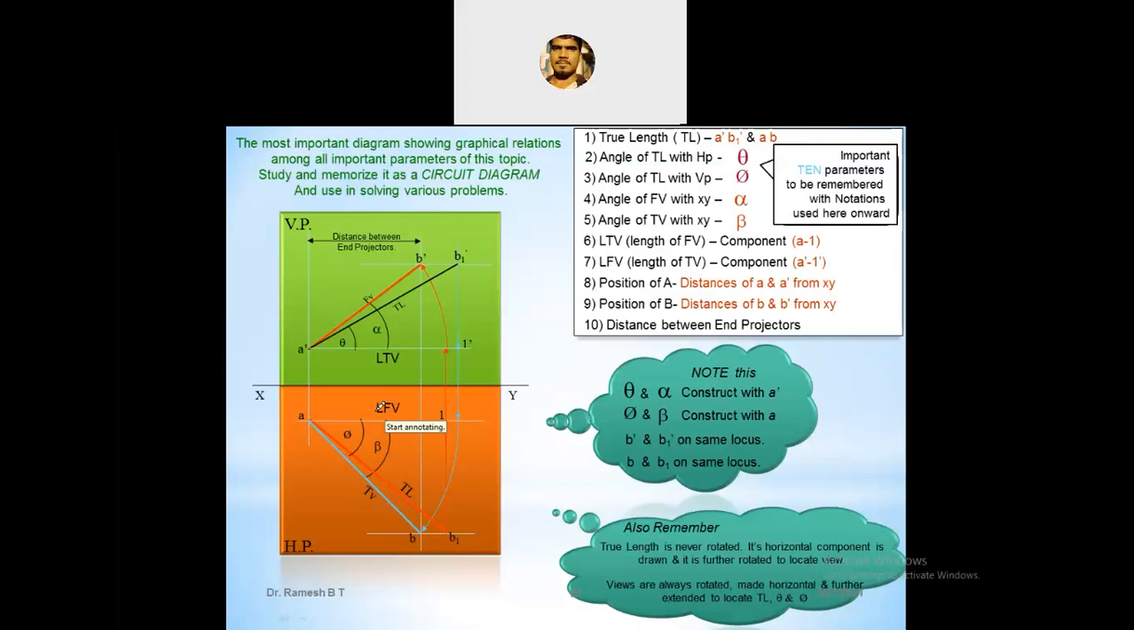One more thing: A dash and A are in line, fixed end. These should be in line, and B dash and B should also be in line. This distance is called the end projector. In some problems they may give the end projector distance, and by using it you have to find the true length. The end projector includes the front view as well as the top view. It won't include the true length. It only includes the apparent length, meaning the front view and top view.